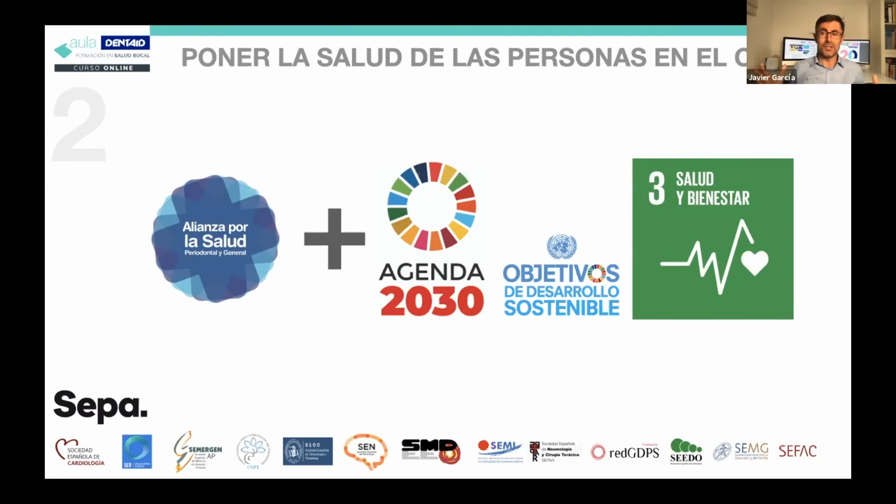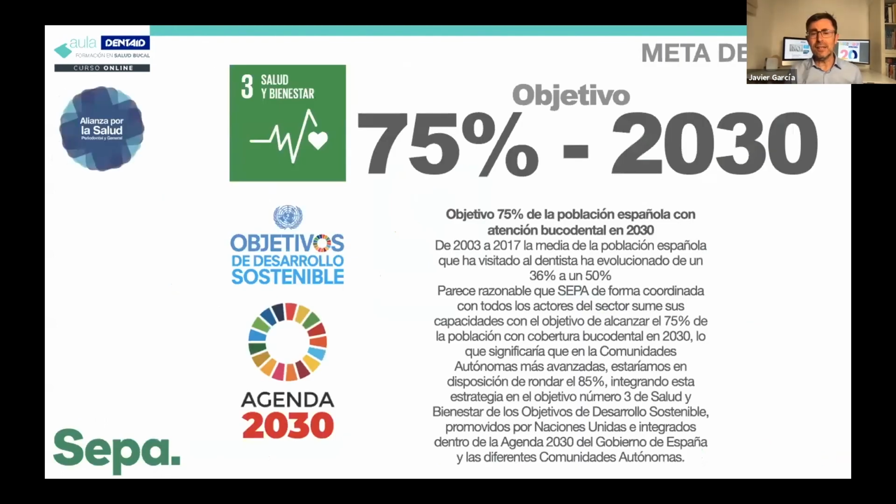Goal number 3 speaks clearly about health and well-being. So it seems that if we speak about oral health, and even transforming the dental offices into areas of promotion of oral and general health, this goal fits perfectly our purpose, what we're seeing here. And in this line, from SEPA we will establish a goal. We're just working on this initiative so that in 2030, at least on average, 75% to 80% of the Spanish population attends the dental office and pays attention to dental health.